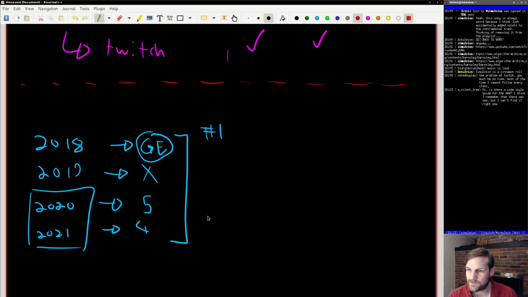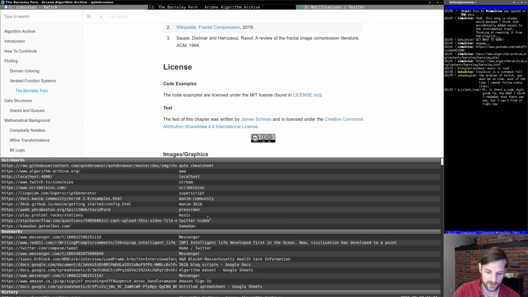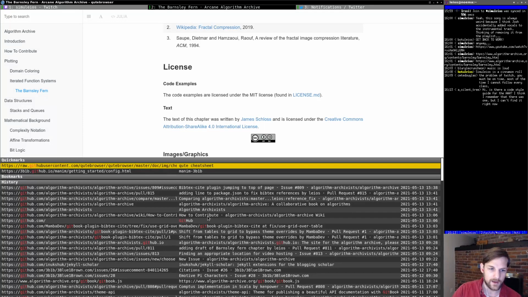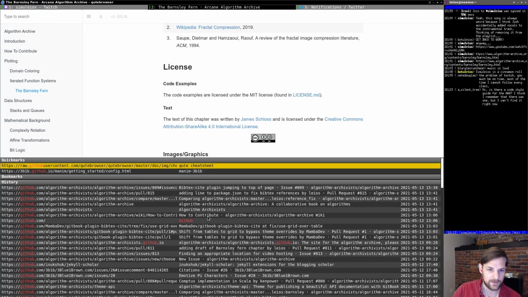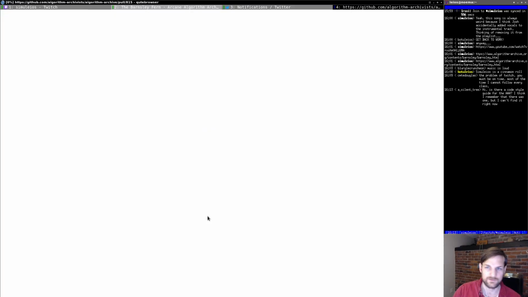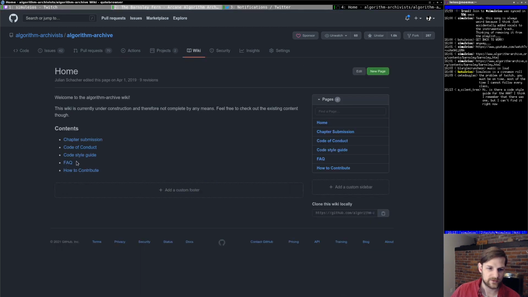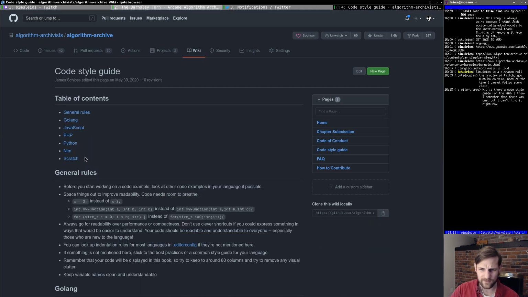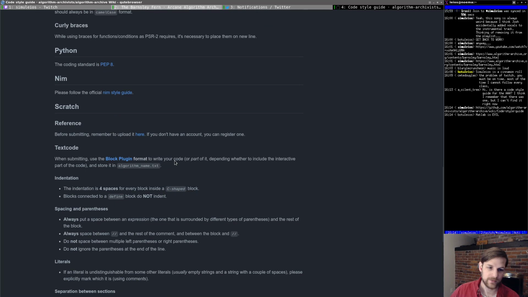Is there a code style guide for the algorithm archive? I think I remember that there was one, but I can't find it right now. Yeah, so if you're looking for a code style guide, we don't have too many right now. So if we go to GitHub, algorithm archive, there should be a code style guide here. Depending on the language, we don't have too many style guides. For example, we have JavaScript, PHP, Scratch.